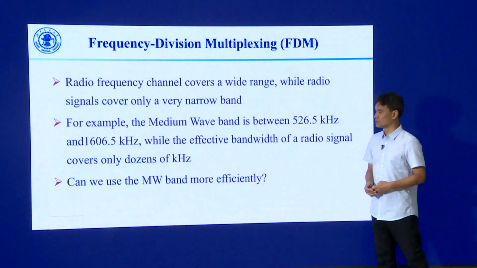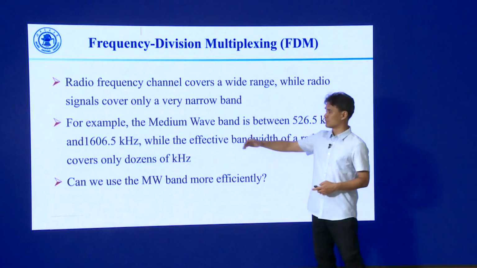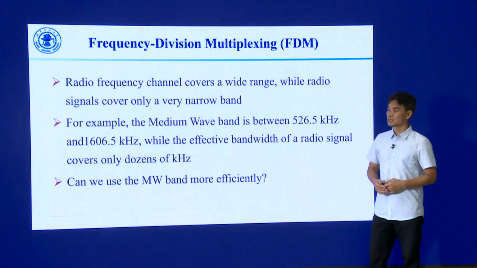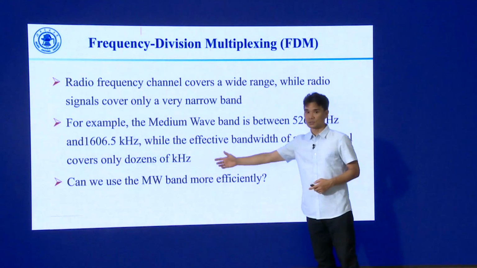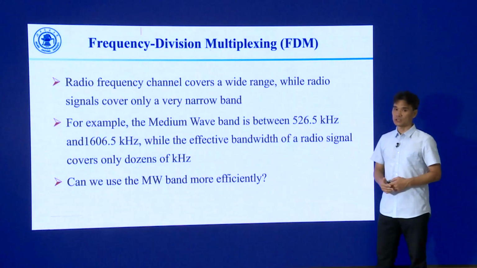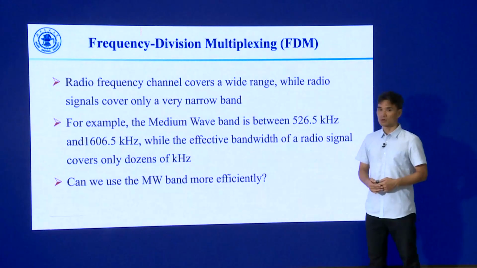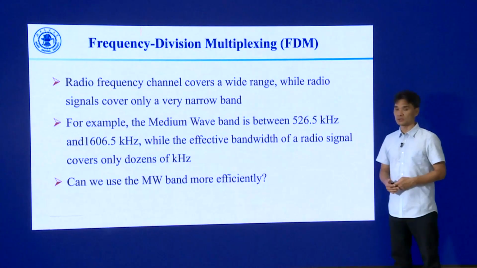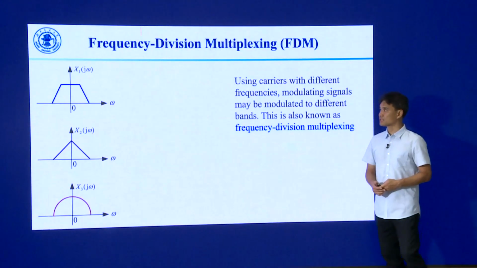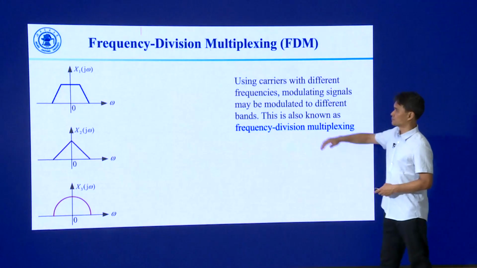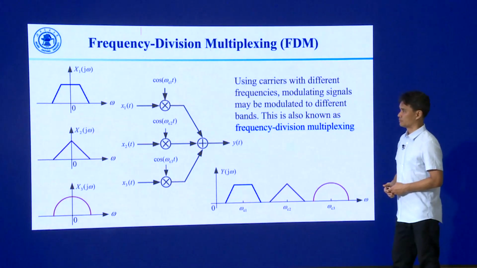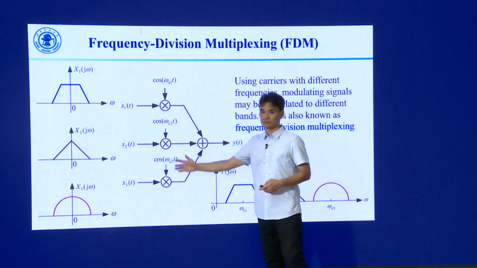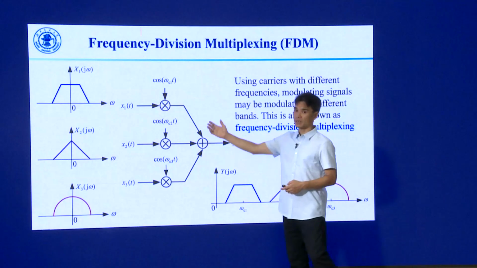So what we can do is divide the medium wave band into small bands, and each small band can be used by different radio stations so that we can broadcast multiple channels of radio signals. So here is the idea. We use different carriers to modulate different radio signals, and then combine them together.